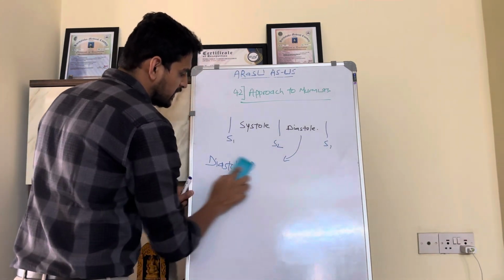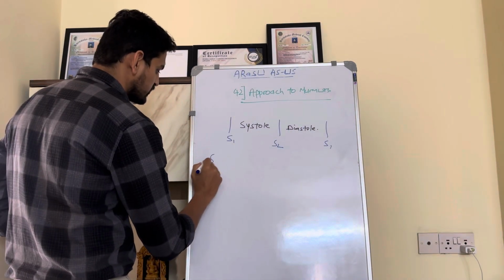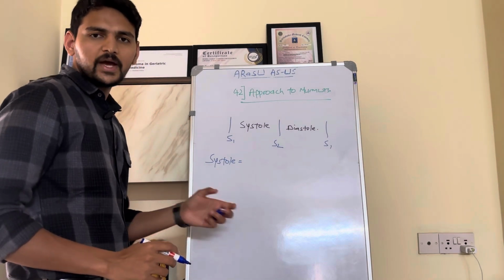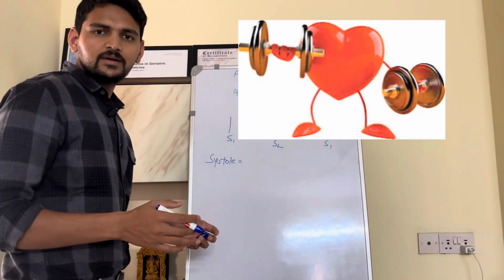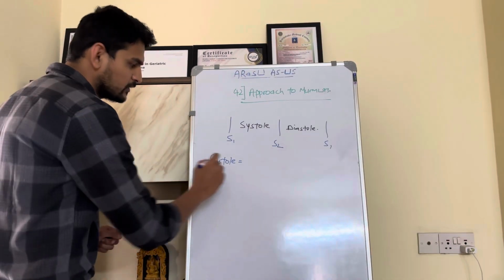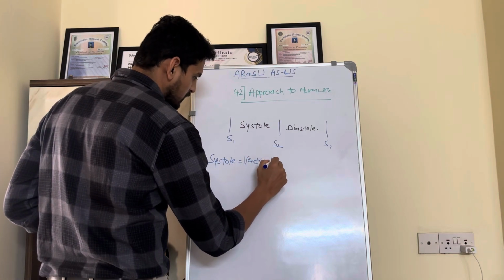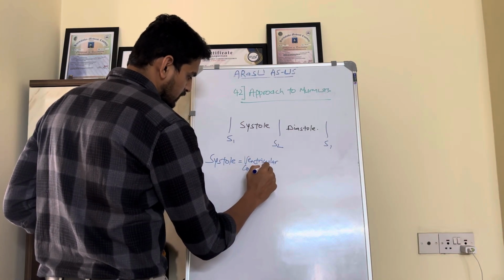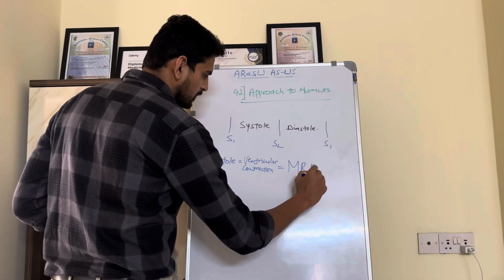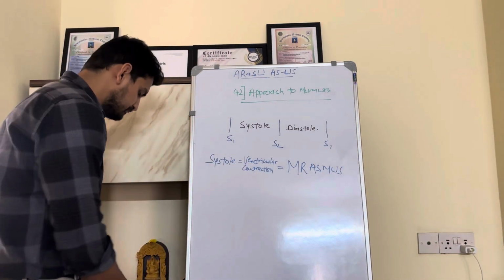Systole, we know, is ventricular contraction. So the ventricle is contracting and doing more action, and in that too much hard work, the ventricle is getting marasmus. You know marasmus, like in malnourished individuals. So we'll just imagine the situation. Systole is ventricular contraction, and because of this hard work, the ventricle is getting marasmus. So we'll focus on this word now.